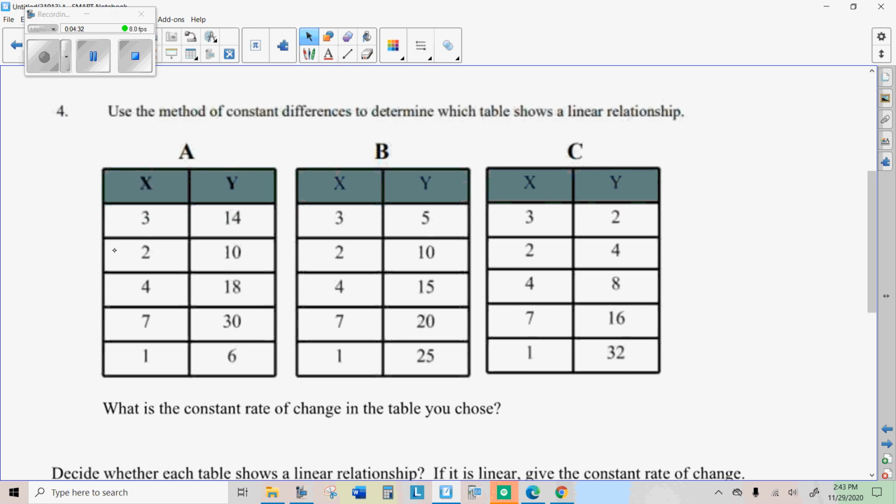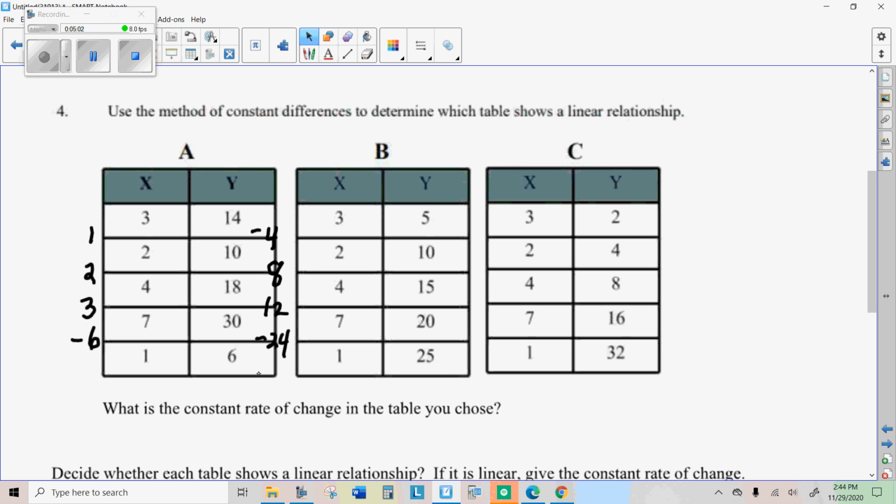So I'm going to do 2 minus 3, which is 1. 4 minus 2 is 2. 7 minus 4 is 3. 1 minus 7 is negative 6. 14 minus 10 is 4. Actually, that'd be negative 4. 10 minus 14. 18 minus 10 is 8. 30 minus 18 is 12. And 6 minus 30 is negative 24.